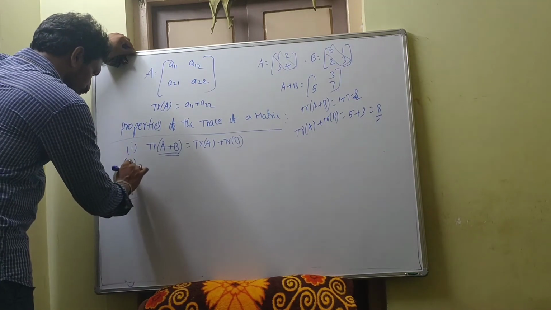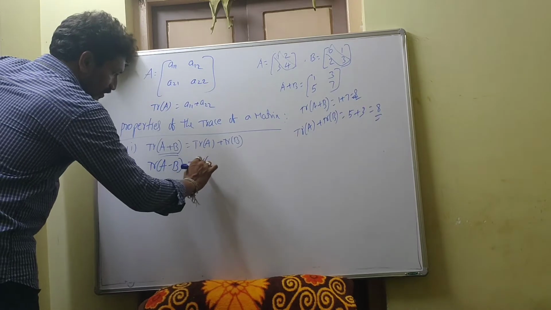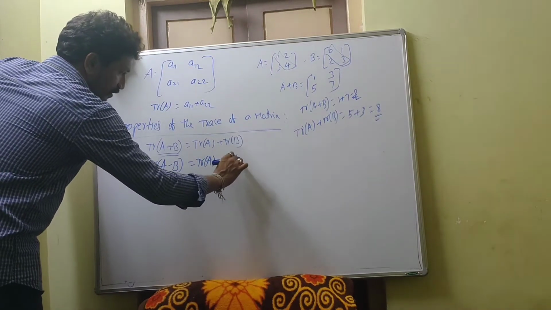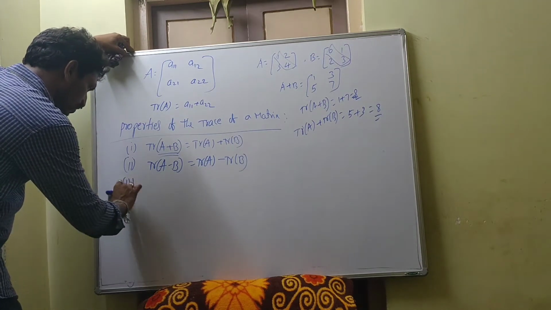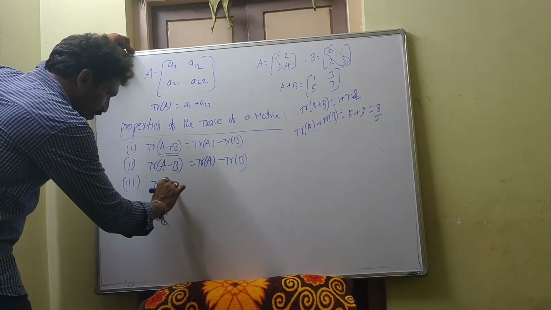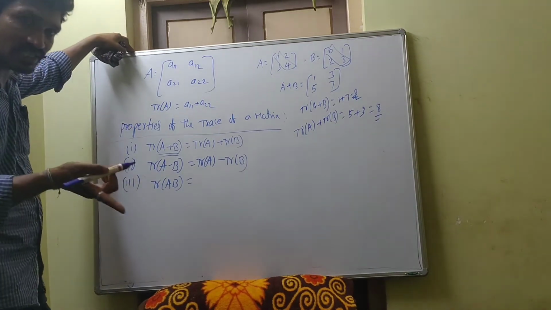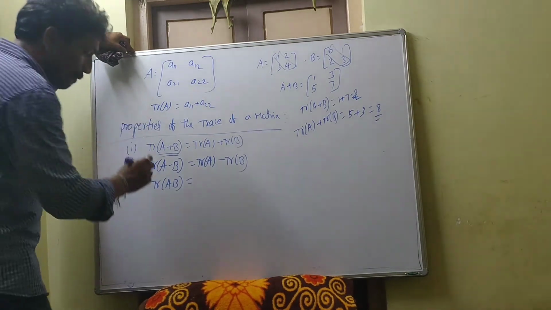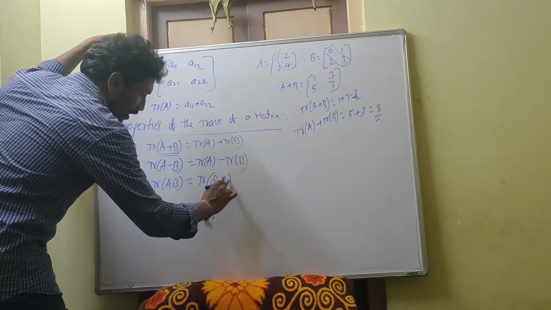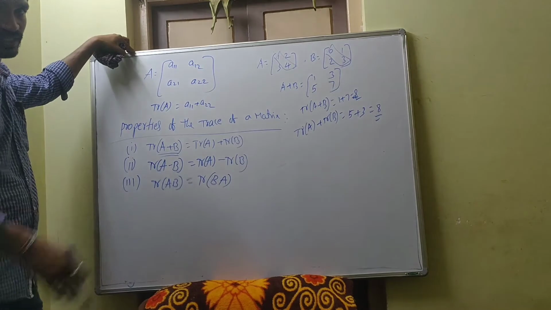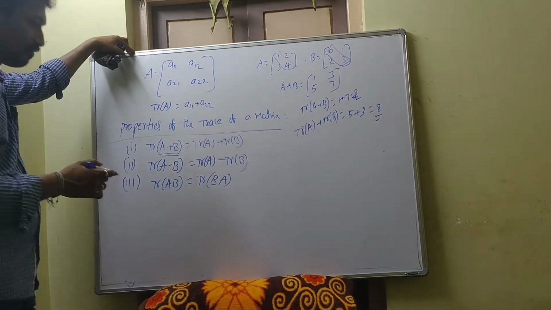Second one, trace of A minus B. Similarly, trace of A minus trace of B. If you take one example, you can get it. Next, third one, trace of AB. Actually, AB and BA matrices may not be equal, but trace of AB is equal to trace of BA. You take one example, you will get the same answer.